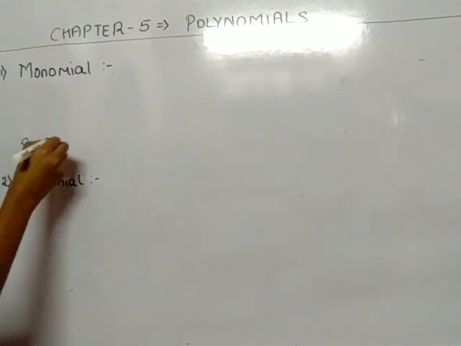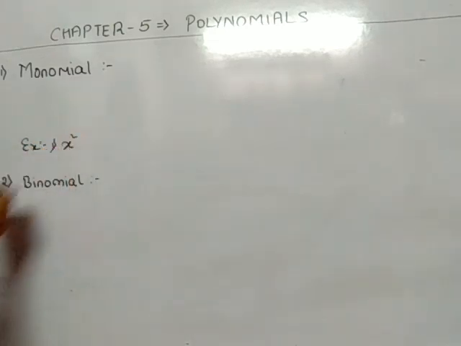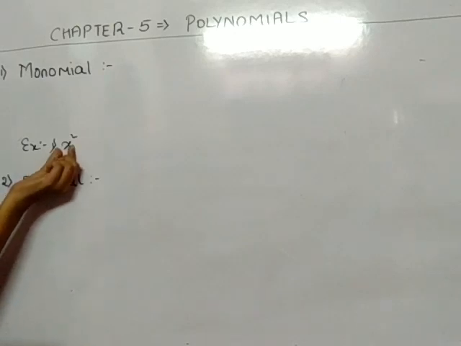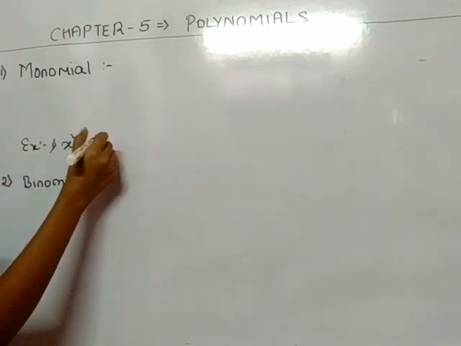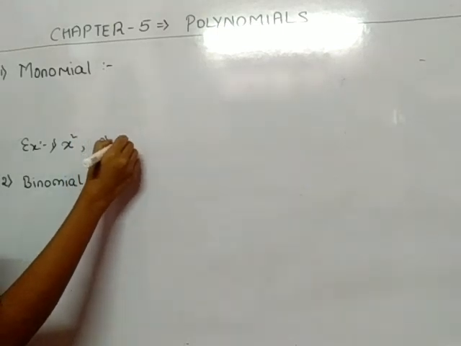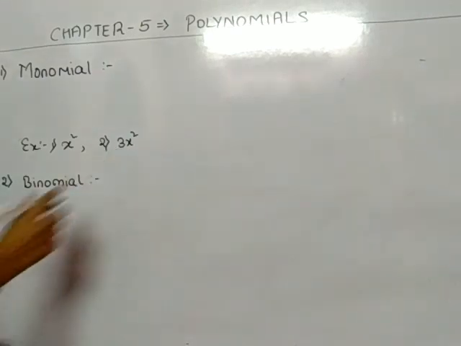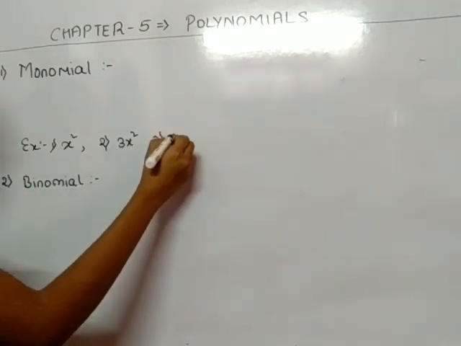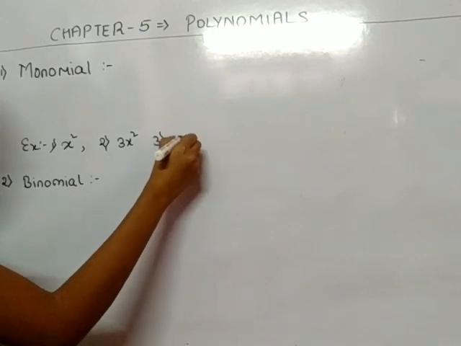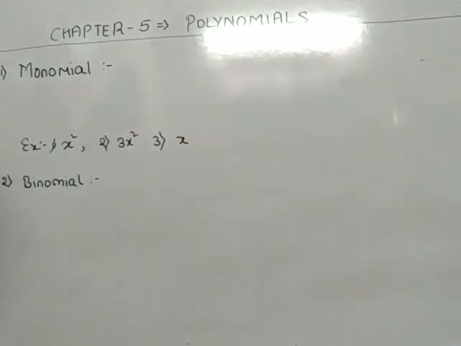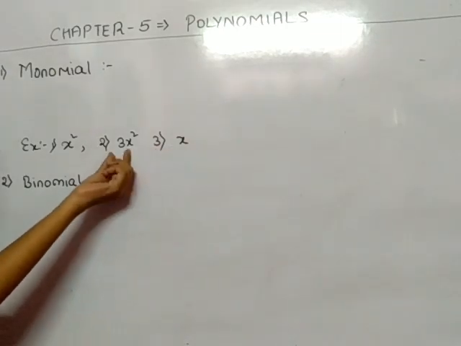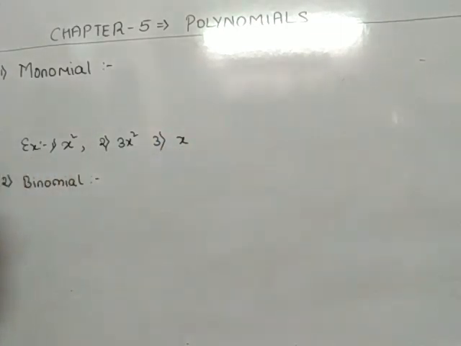Examples: first example, x squared. It is having only one term, right? Then second example, 3x squared. You can see 3x squared. It is also one term. Third one, we'll take x. Even x is also what? A monomial, having only one term. Such types of expressions are called monomials here, right?